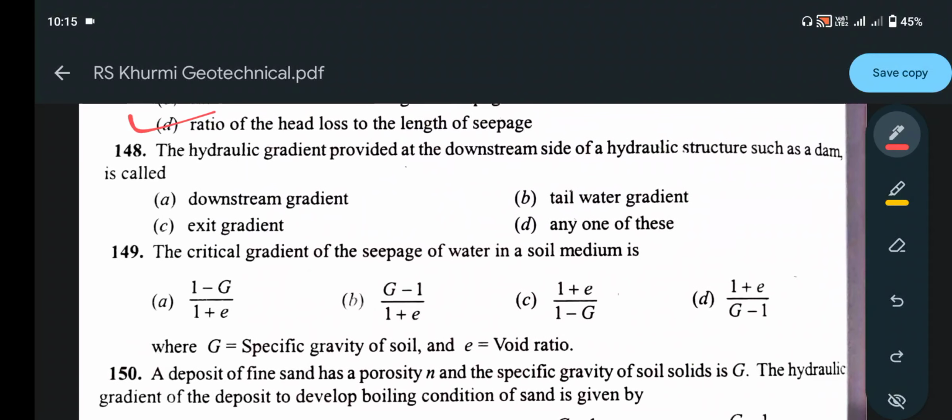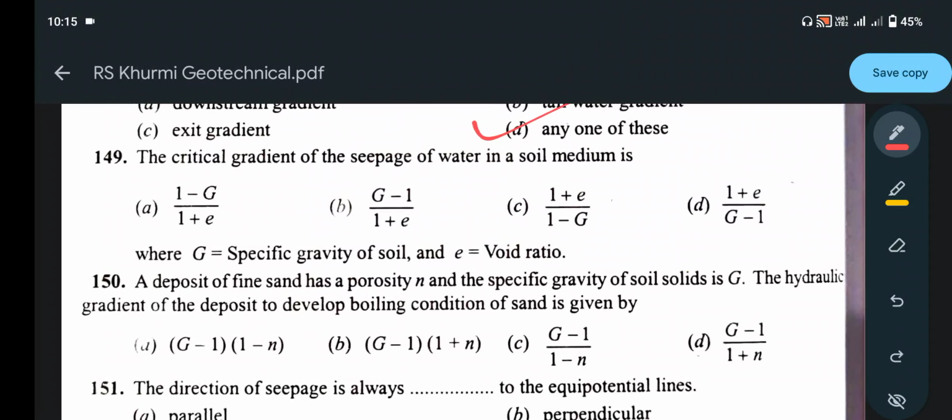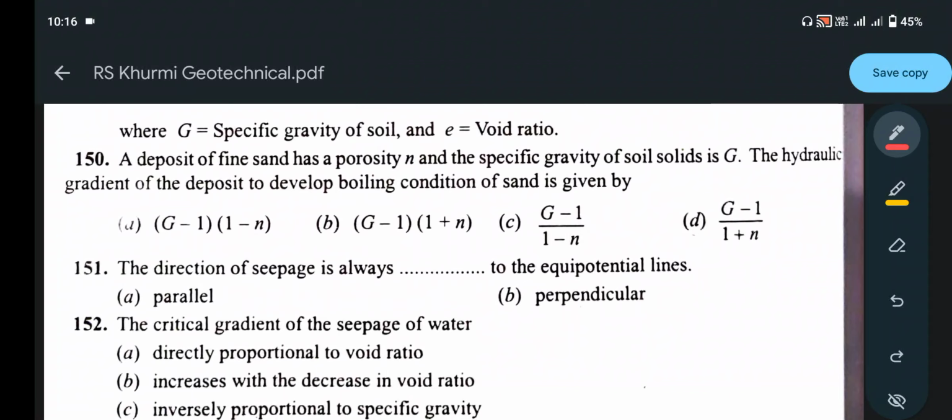The hydraulic gradient provided at the downstream side of a hydraulic structure such as a dam is called downstream gradient, tailwater gradient, or exit gradient. You can call it any of these. The critical gradient of the seepage of water in a soil medium, just now I have shown you the formula, that is (G minus 1) by (1 plus e), where G is the specific gravity and e is the void ratio.